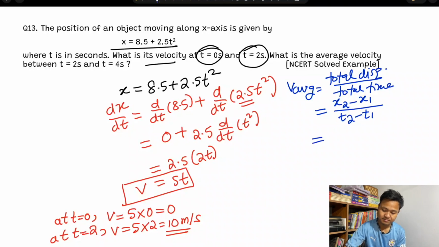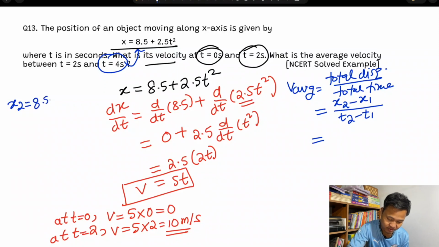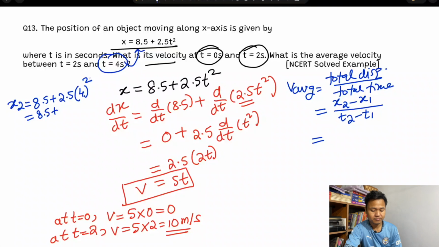X final is at t equals 4. So you put t equals 4 here. So x equals, let's say x2, I will put here 8.5 plus 2.5 into 4 squared. So here I have 8.5 plus, 4 squared is 16, 16 into 5 by 2 is 40. So you will have here 48.5.